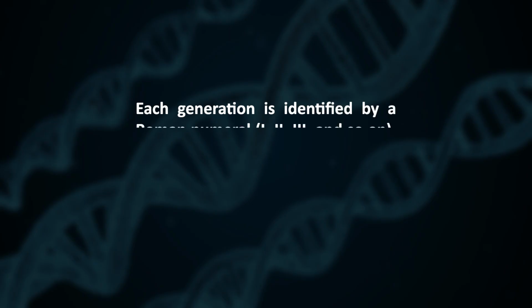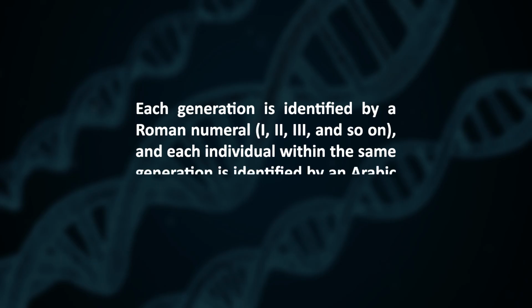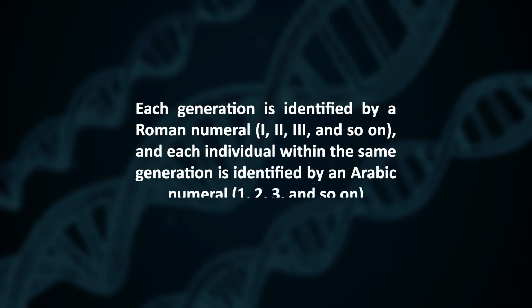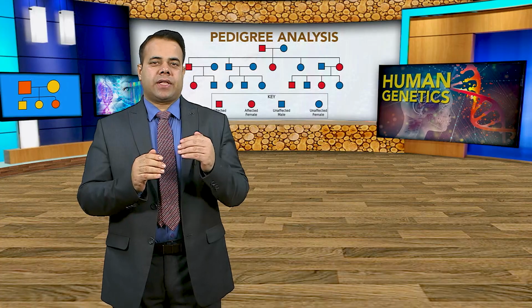Each generation is identified by a Roman numeral: I, II, III, and so on. And each individual within the same generation is identified by an Arabic numeral, that is 1, 2, 3, and so on. So analysis of the pedigree using the principles of Mendelian inheritance can determine whether a trait has a dominant or a recessive pattern of inheritance. Pedigrees are interesting because they can be used to do some detective work and are often used to study the genetics of inherited diseases as well.